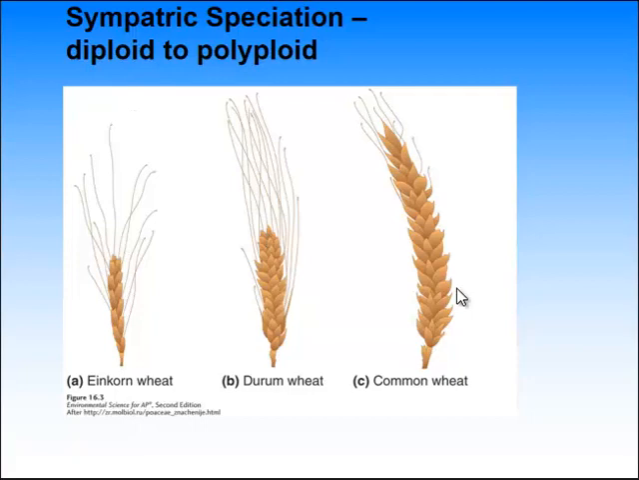So we have 3 different types of wheat here. These little brown things are the seeds. We're going to start with the ancestral wheat. It has 2 sets of chromosomes and produces real small seeds. And then we have durum wheat. This is what we use for pasta. And this was bred to have 4 sets of chromosomes and produces medium-sized seeds. And then we have our common wheat, which is used mostly for bread. And that has 6 sets of chromosomes and produces the largest seeds. So not reproductively or geographically isolated, just the chromosomes have changed.